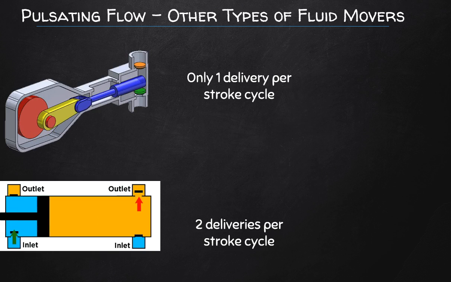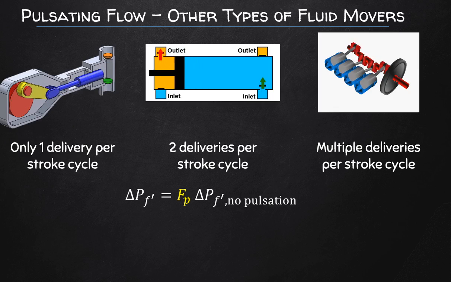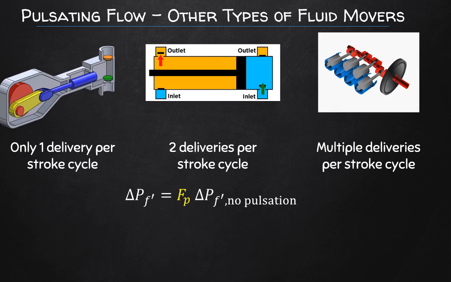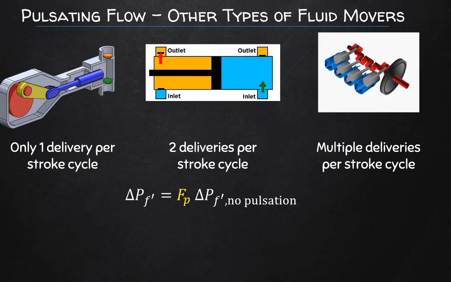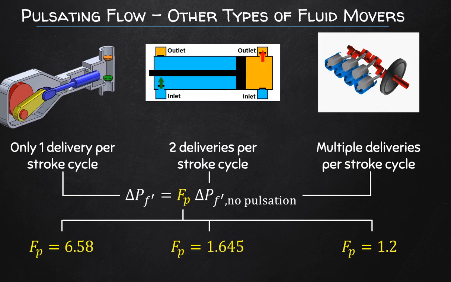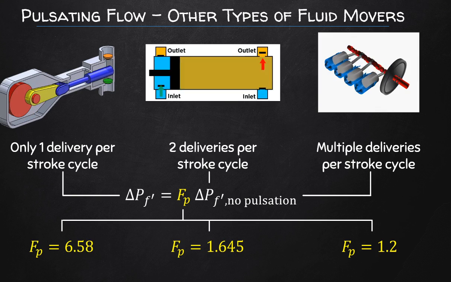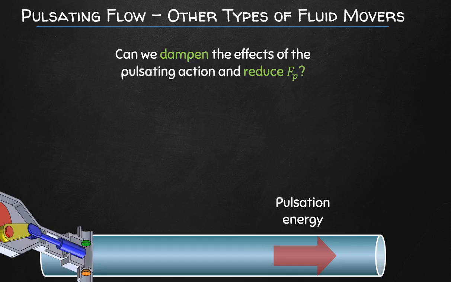So just have a look here. Now, these 3 cases that we've spoken about have their own safety factors, FP, obviously. The delta P F prime is determined as before. Darcy-Weisbach applies, and the safety factor is used for each of the fluid movers. And apart from the design factors used, it is also possible to include the addition of a dampener to dampen out the effects of pulsation.